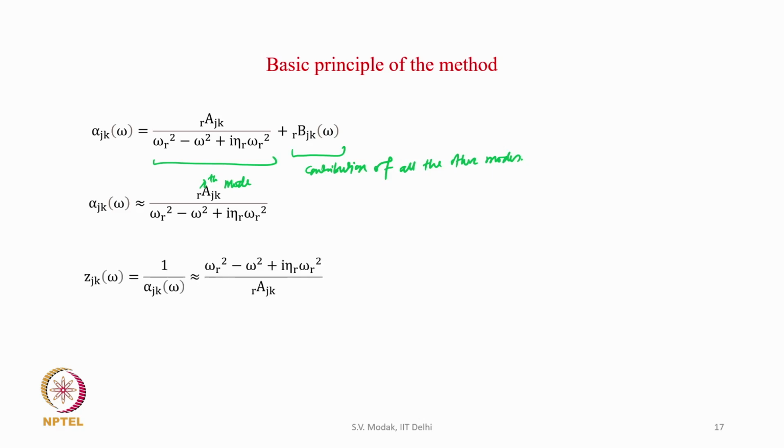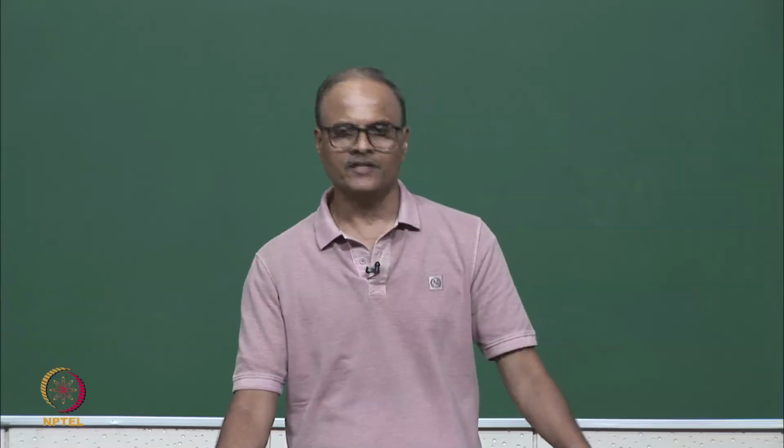Now, if you take the reciprocal of this FRF, it is represented by ZJK. You can see this ZJK is the reciprocal of alpha jk. So, ZJK is essentially given by omega r square minus omega square plus i eta r omega r square, divided by RAJK. We see that the expression on the right hand side is a linear function of omega square. So, it means ZJK and omega square can be approximated by a straight line relationship. The modal constant RAJK is complex.